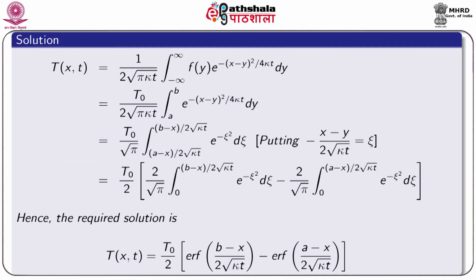So, this is T0 by 2 by square root pi, the integral from 0 to (b minus x) by 2 square root kappa t of e to the power minus xi square d xi, minus the integral from 0 to (a minus x) by 2 square root kappa t of e to the power minus xi square d xi, and this function is known as the error function. So, this can be written as the error function of (b minus x) by 2 square root kappa t minus the error function at (a minus x) by 2 square root kappa t. Thus, we get the required solution for capital T for this particular problem.